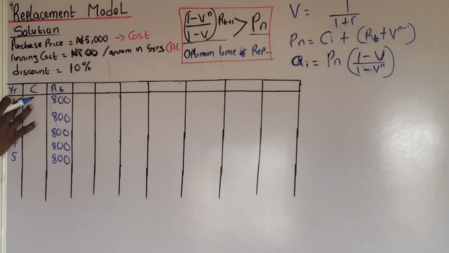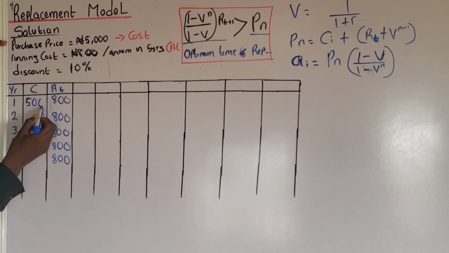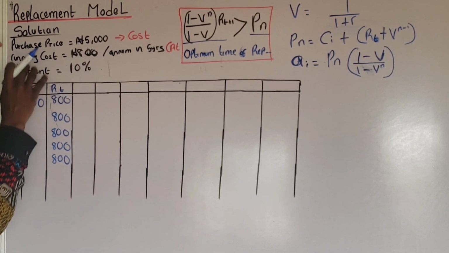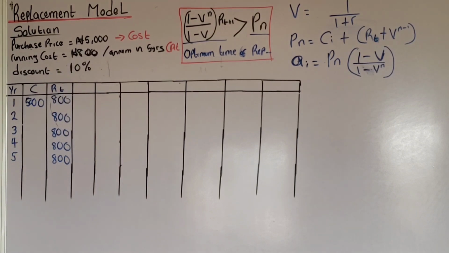So now, the purchase price for the first year will be 5,000 naira, because we are given that the purchase price is 5,000 naira. That is for the first year, the year in which the equipment is being bought.